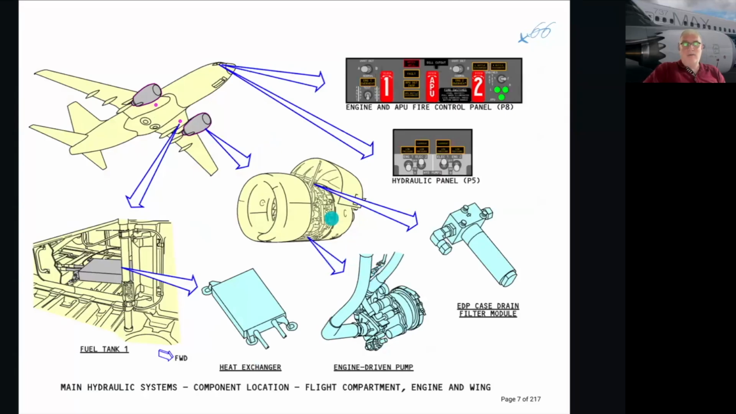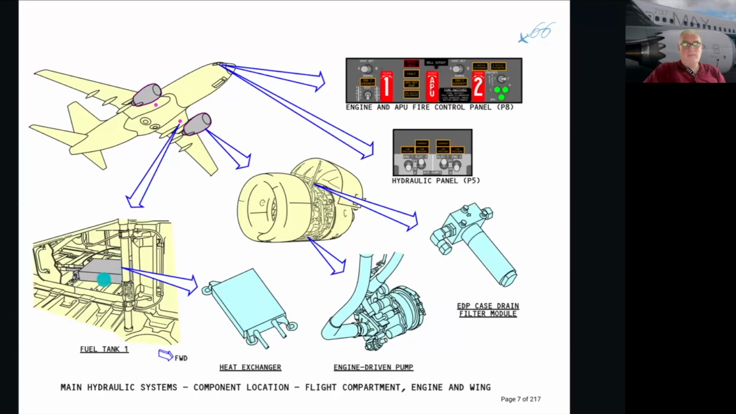So the engine driven pump is, funny enough, on the engine. The engine driven pump case drain filter module is also on the engine. And this is that heat exchanger. So what it is basically, it's a solid box, a container where we put in the hydraulic fluid, and pass it through like this several times and bring it back out again.